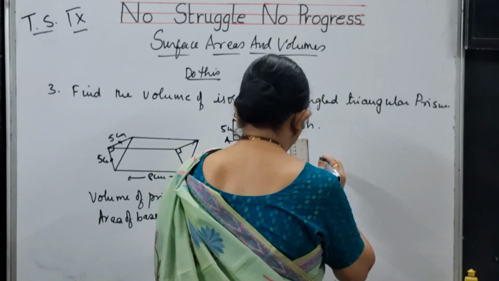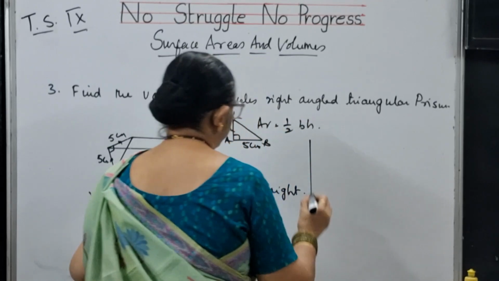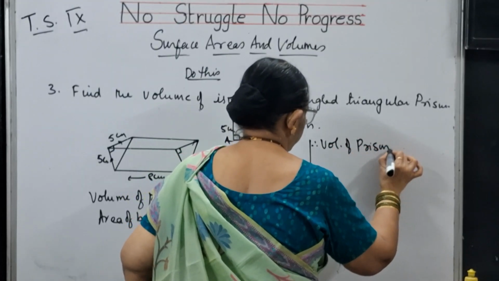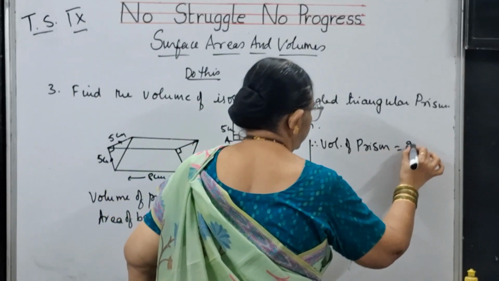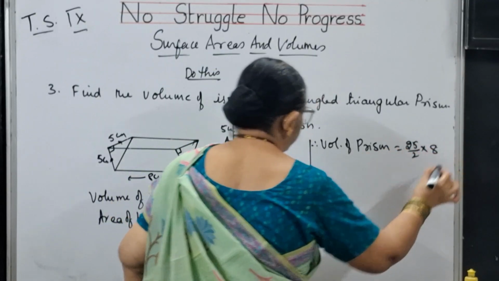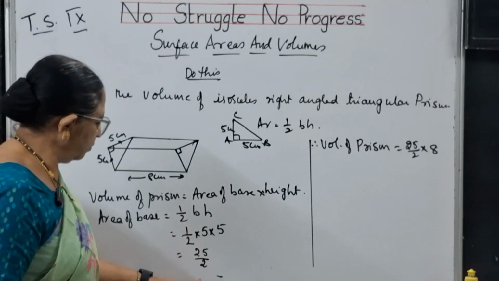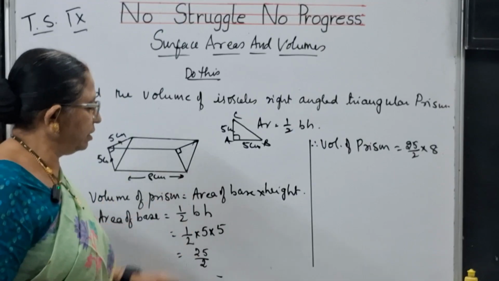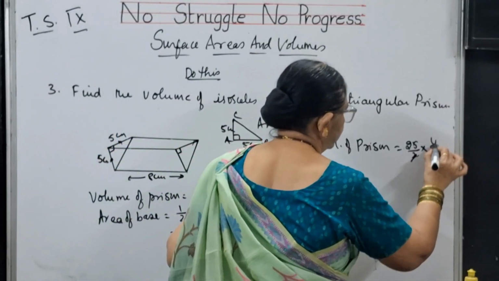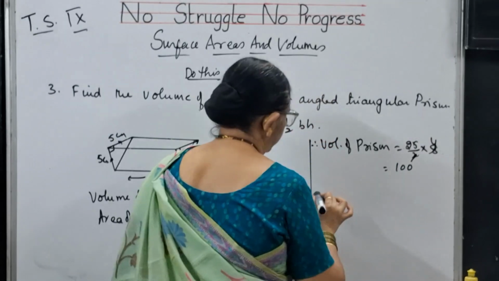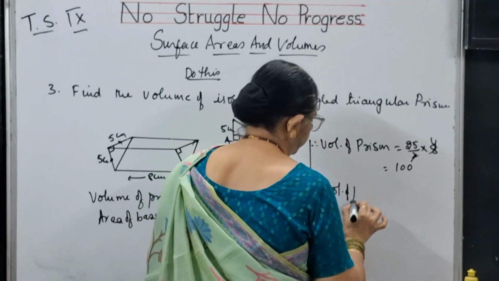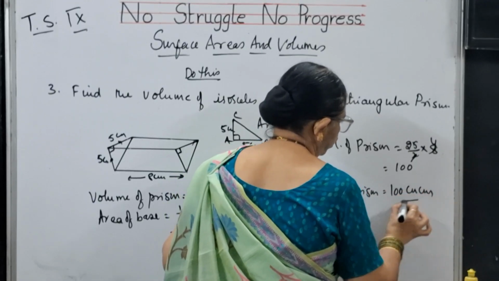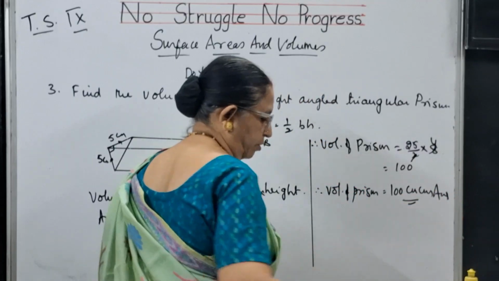Okay, now volume we are going to talk about. So volume of prism is equal to area of base into height, 25 by 2. Height is 8. Area of base I have taken, children, height I am not taking yet. So first I have got area of base 25 by 2. Height is 8. So 2 fours are, 25 fours are 100. Therefore, volume of prism is equal to 100 cubic centimeters is the answer for this problem, children.